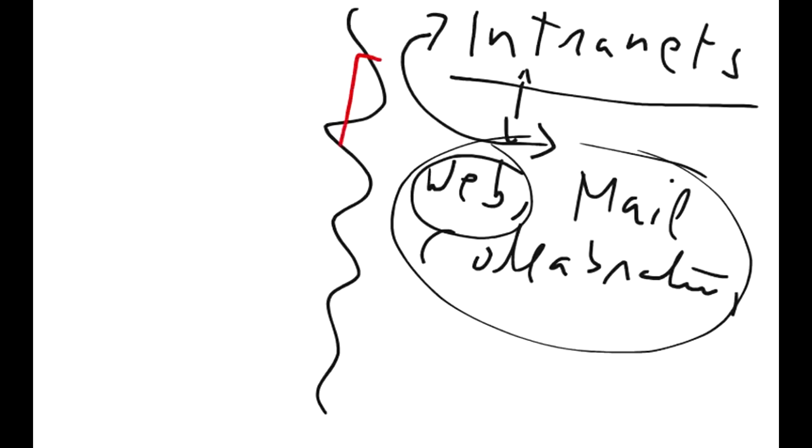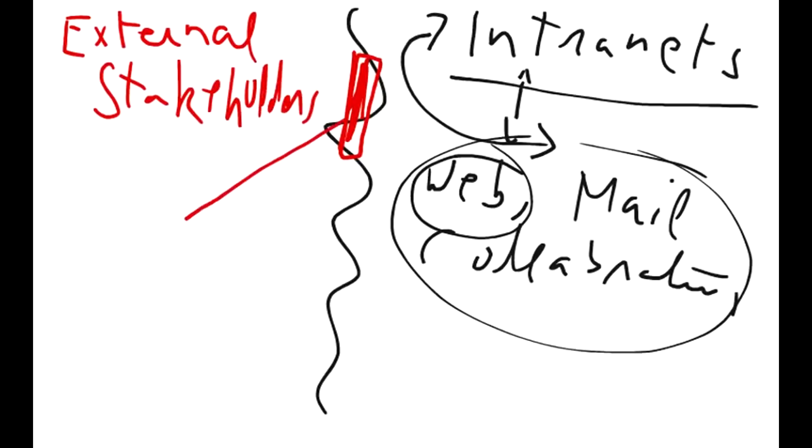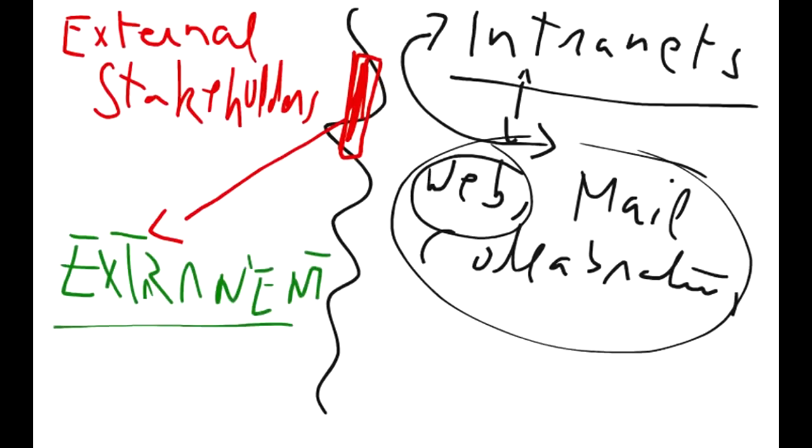And when companies decide to share all the information or some part of that information with external stakeholders, then that window through which the external stakeholders can access the information is called an extranet. So an extranet is the extension of the intranet, and an extranet can share all the information of the intranet or only some part of that information.